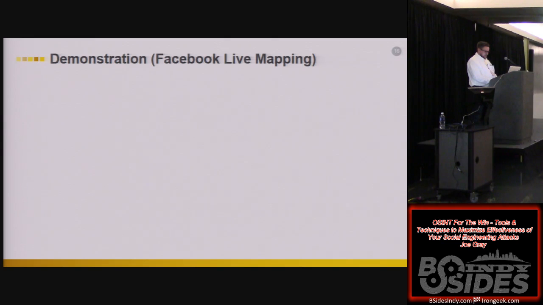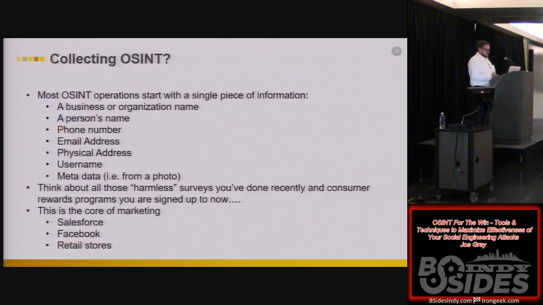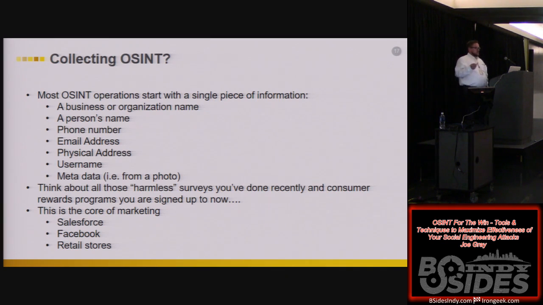So, moving back to the talk itself. Most of this starts with a single piece of information. You know your target. You know the business or the organization's name. You might know the person's name. When I have numbers that call me that I don't recognize, I try to run intelligence on them. Most of the time they're spoofed, so it doesn't do any good. You might have an email address, a physical address, a username, or some sort of metadata from, like, a photo.